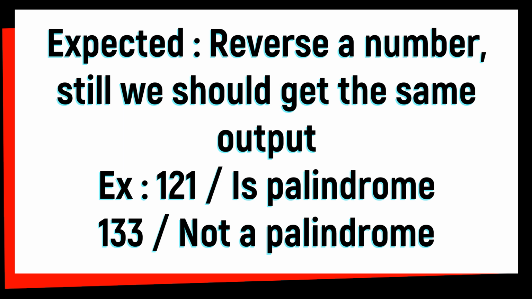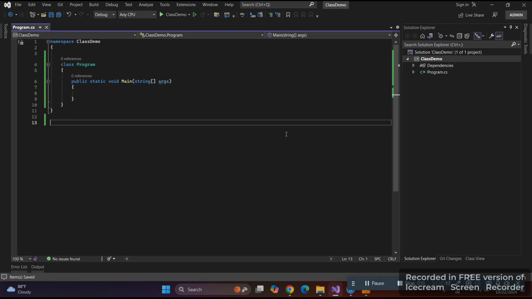If you try to reverse the number 133, it won't match, because if you reverse the number, it will be 331. 133 is not equal to 331, so it is not a palindrome number. Now let's see a real-time example to check whether the number is palindrome or not.